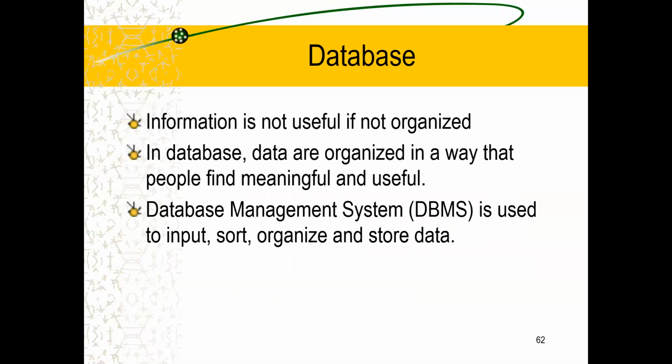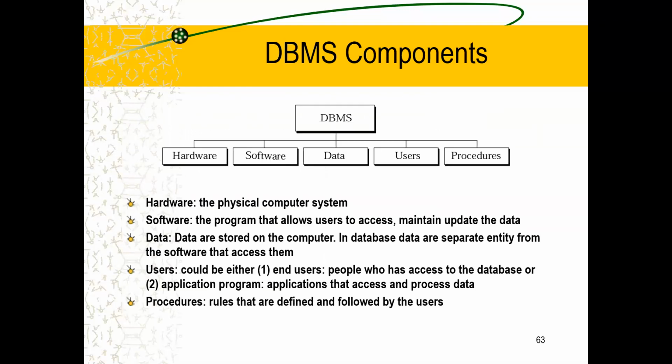Now let us come to databases. Database information is not useful if not organized. In a database, data are organized in a way that people find meaningful and useful. So for that we use a DBMS, that is, a database management system, to input, sort, organize, and store data. Basically, a DBMS requires hardware, software, data, users, and procedures. Hardware means the physical computer system. Software means the programs that allow users to access, maintain, and update the data. Data are actually stored in the computer.